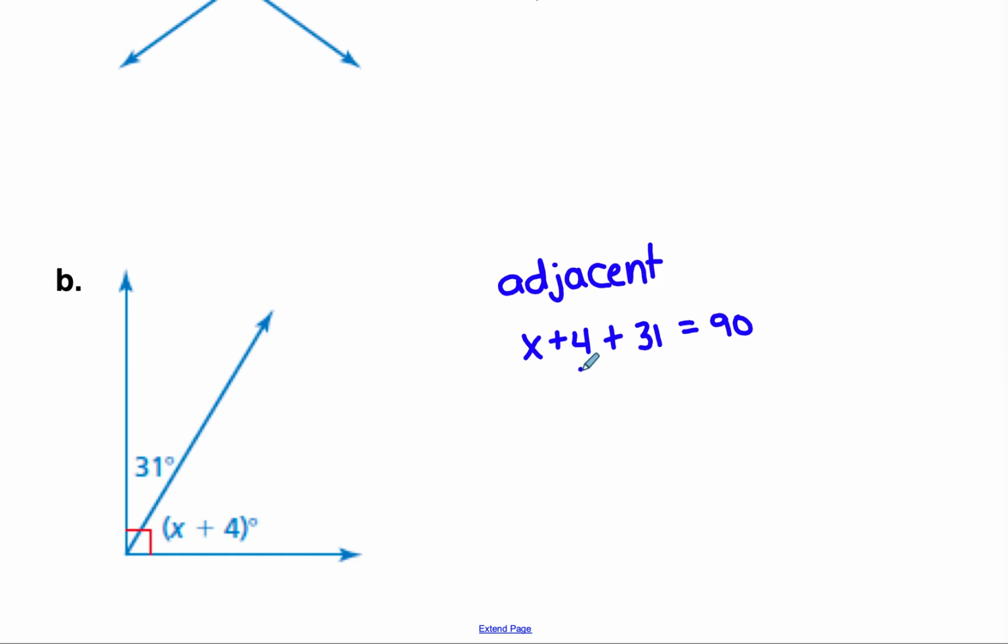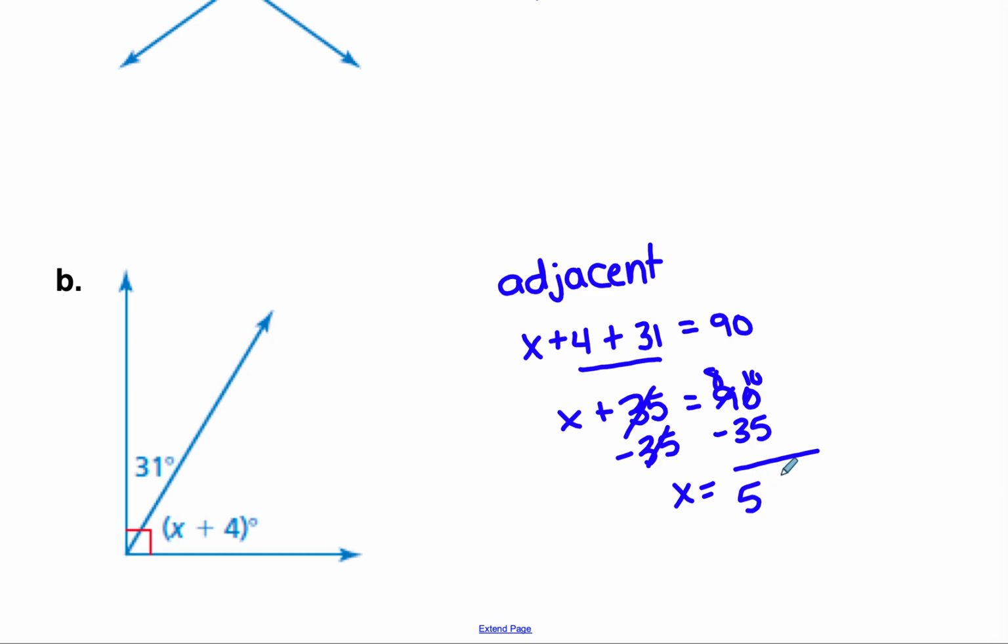We've seen ones like this before. We combine like terms that are on the same side of the equal sign as our first step. So 31 plus 4 is 35. So I have x plus 35 equals 90. To get rid of the addition, we're going to subtract. So I'm going to subtract 35 from both sides. All right, and then 90 minus 35 will give us 55 degrees. Make sure your answers here have the label degrees.